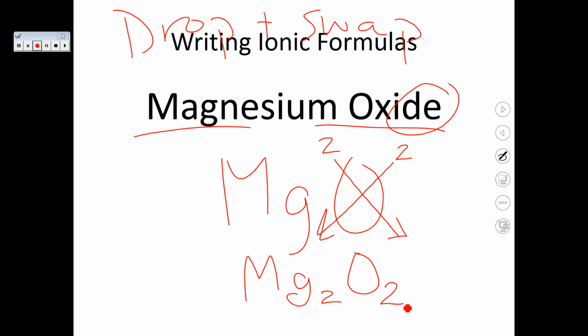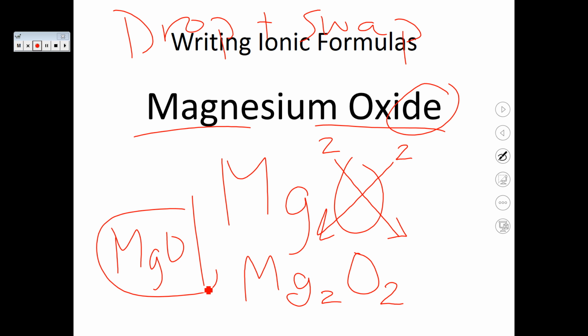So what that tells you is that for every two magnesiums, there are 2 oxygens. In the final step, if you can simplify the ratio between the 2 elements, you should. So instead of leaving it as a 2-to-2 ratio, we can simplify that to a 1-to-1 ratio, because 2 and 2 are both divisible by a common factor of 2. So an ionic compound shows you the smallest ratio between them if you can simplify.